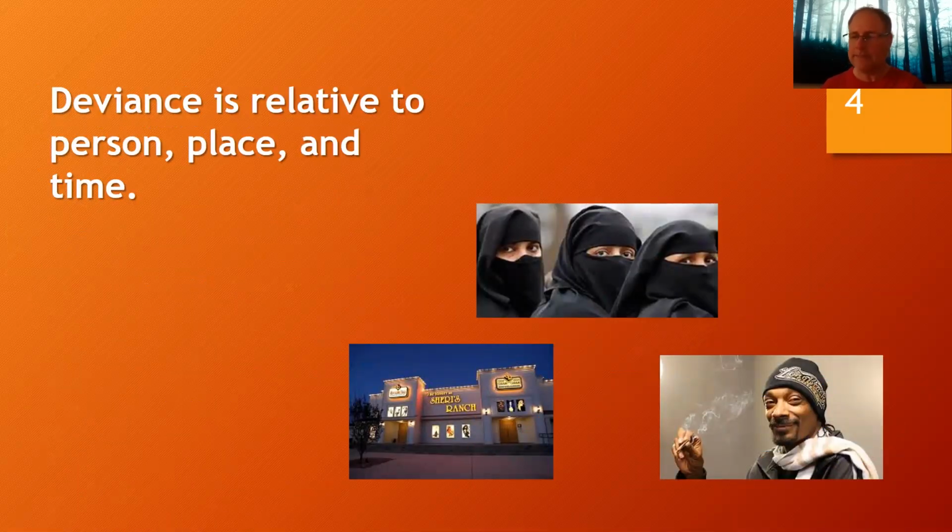Now, when we think about deviance, we need to keep in mind that deviance is relative to person, place, and time. What does that mean? That means that what is deviant to some people may not be deviant to other people. For example, to some people, smoking marijuana is wrong, but to others, it is not.